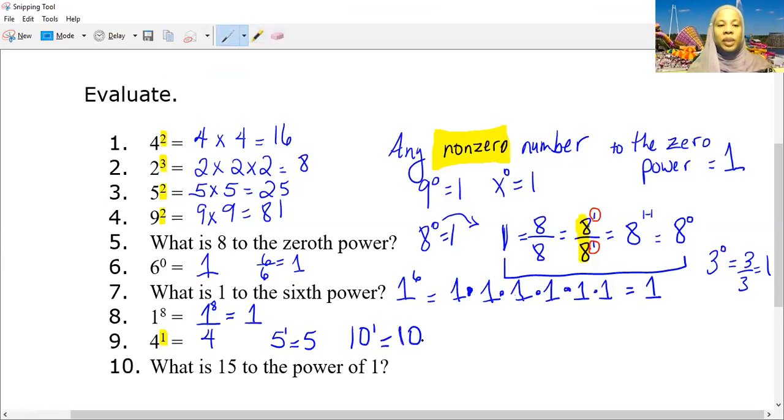Okay, now the last one says, what is 15 to the power of 1? So you write down 15, and a power of 1 means you put a small 1 there. Okay, so that's very similar to the previous problem that we did. So 15 to the first power, remember that small exponent is how many times you write that number. So if I write 15 one time, that means the answer is 15. And so that's it for that.